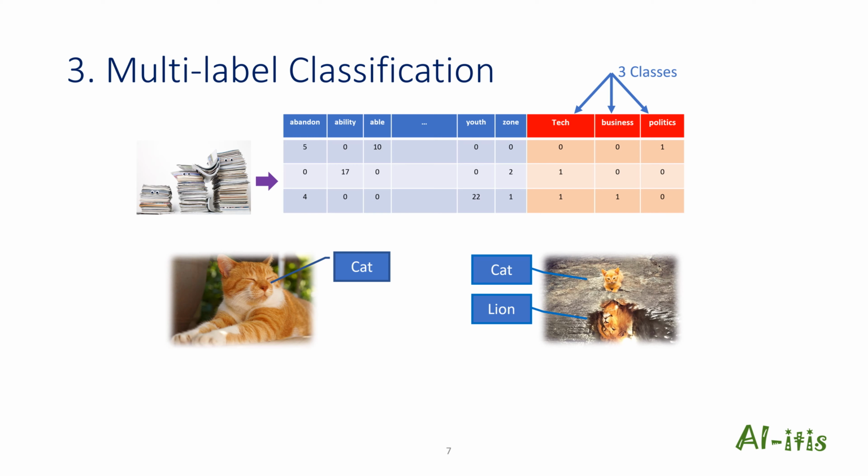Another famous example regarding the multi-label classification problem is an object detection task, in which there are multiple objects in an image and the task is to label what kind of objects exist in the image. In the left image, we just have a cat, so we assign a cat label to this image. But in the right image, we have both a cat and a lion, so we assign these two labels to this image.